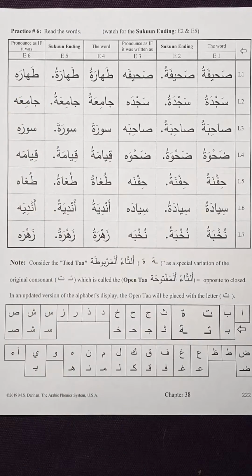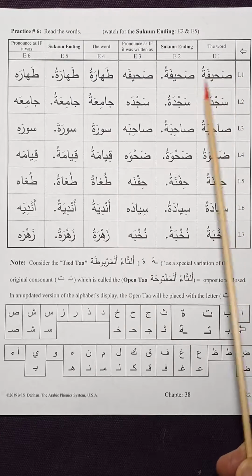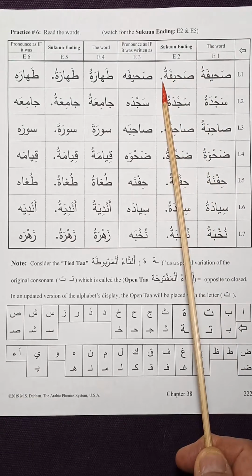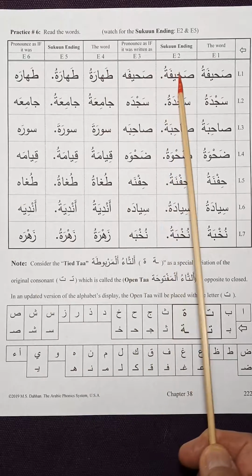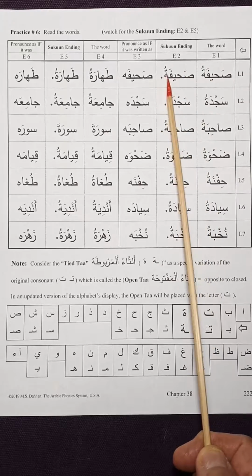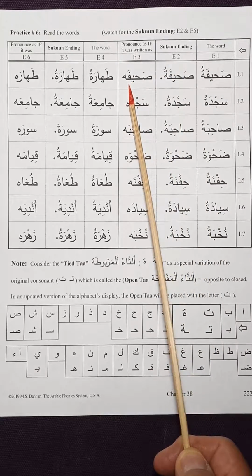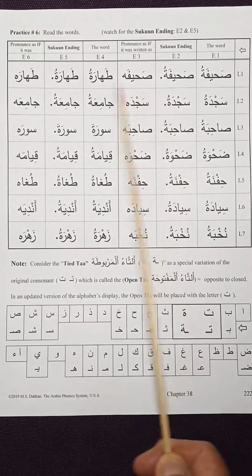Okay, practice 6, page 222. All right. This is the original word, sahifatu. You see that? Somebody placed a dot here, so we have a sukoon ending. So what does that mean? This is the T, right? So what we do in this case, we ignore that. We have to read it like this: sahifah. You pronounce this as this.